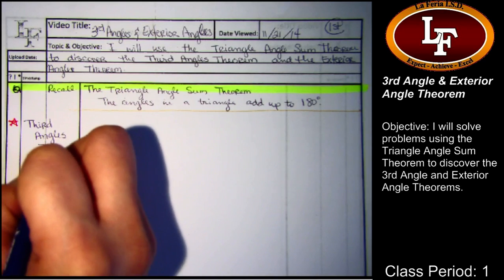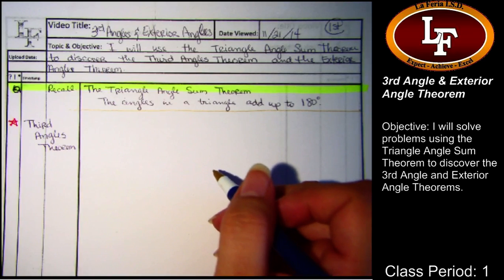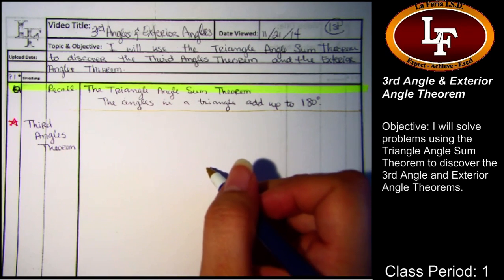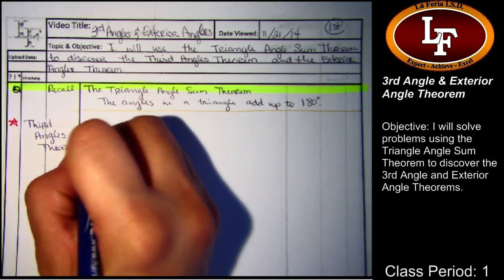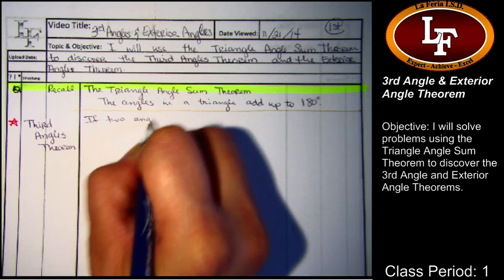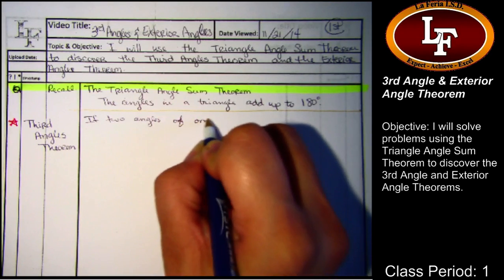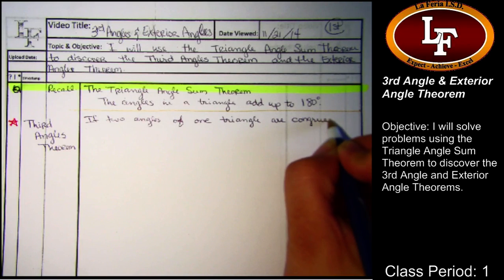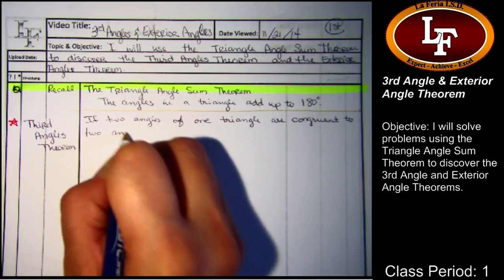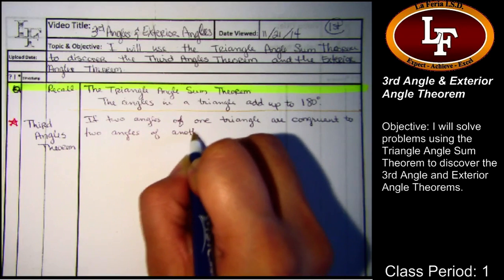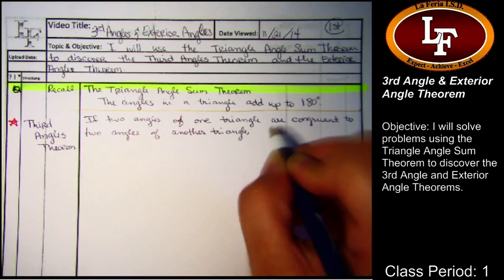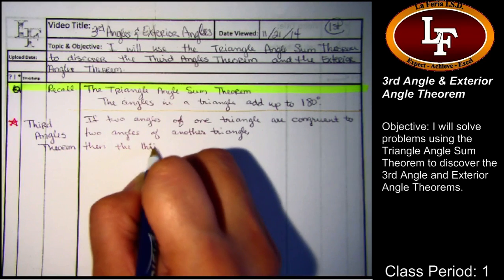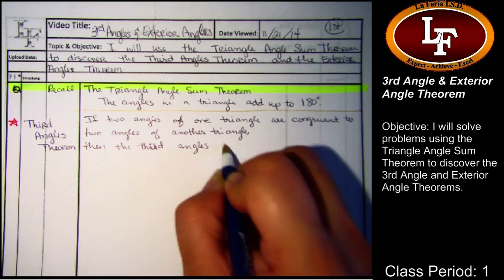It's the third angles theorem. Here's what the theorem says, and then we'll use the triangle angle sum theorem to figure out why it works. It says, if two angles of one triangle are congruent to two angles of another triangle, then the third angles are congruent.